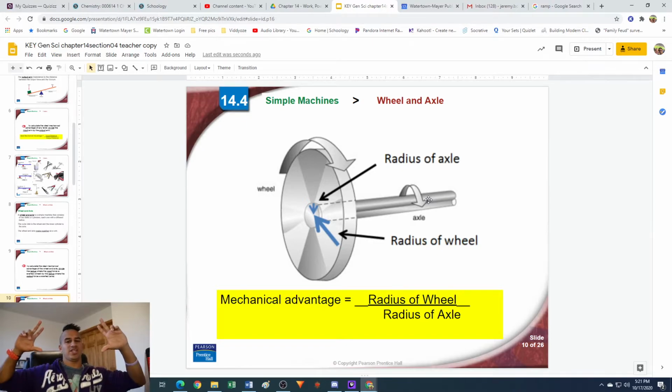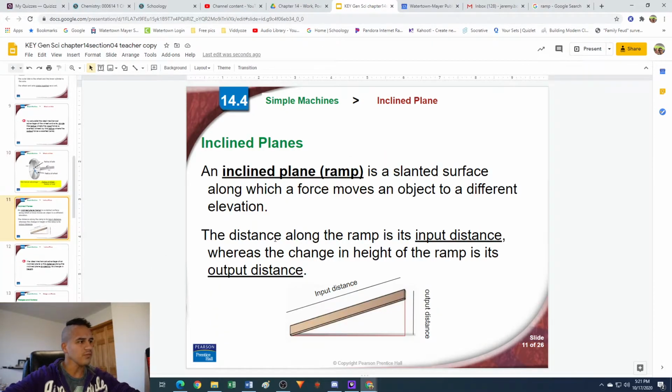So imagine that you had a giant wheel this big on a pencil, that's only this wide. It'd be very difficult to rotate that because of how forces and work and machines work. So the mechanical advantage for a wheel and axle is easy to calculate, but it can get very interesting. All right, next up we have an inclined plane, or the ramp.